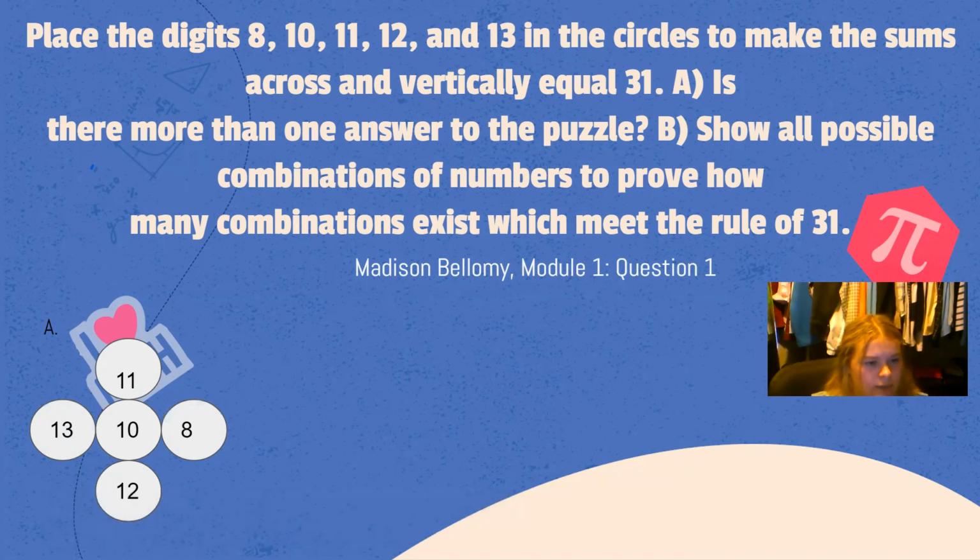Vertically, we have 10 plus 11, which is 23, and then plus 10, which is 33. So we have 31 and 33. They do not equal 31.